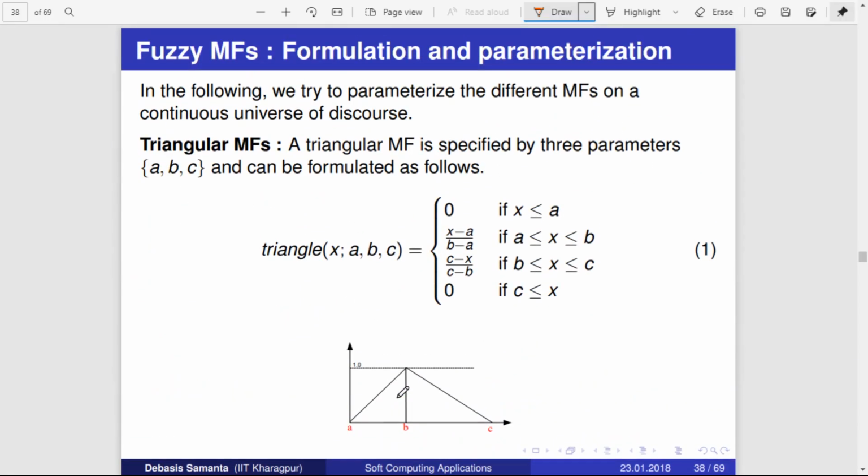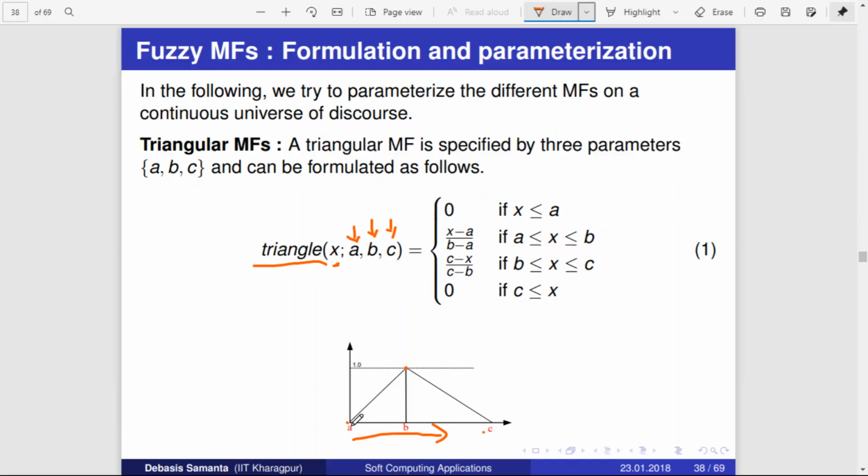When you say a triangular membership function, as we have already discussed, it looks something like this, but it can be represented mathematically as triangle of x, where x represents this point, whatever value x will take, with parameters a, b, c. It uses three parameters a, b and c. B is the center point of the triangle, a is this point and c is this point. So triangle of x, a, b, c can be given like this.